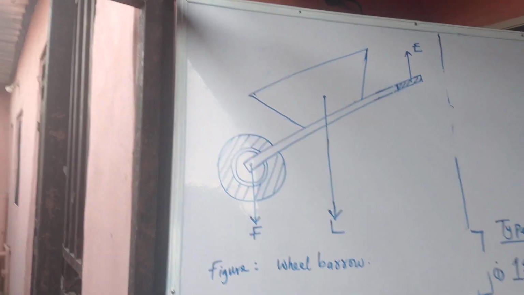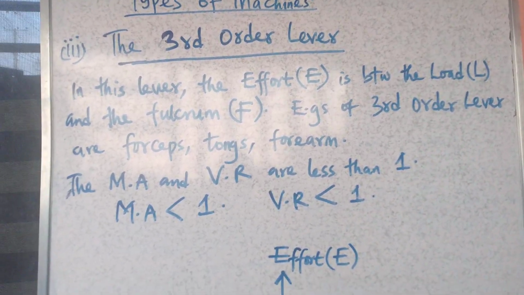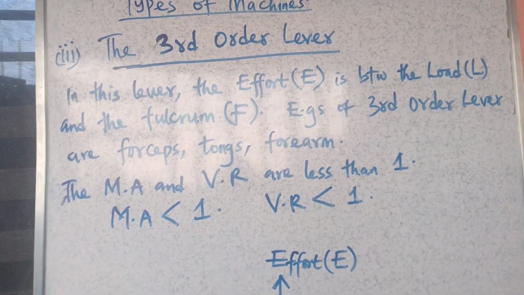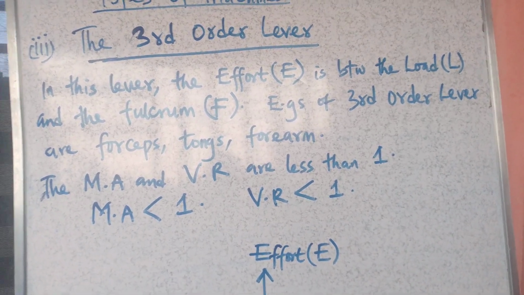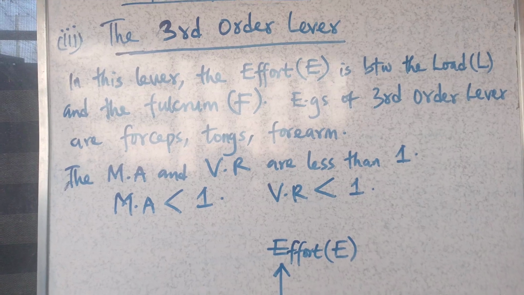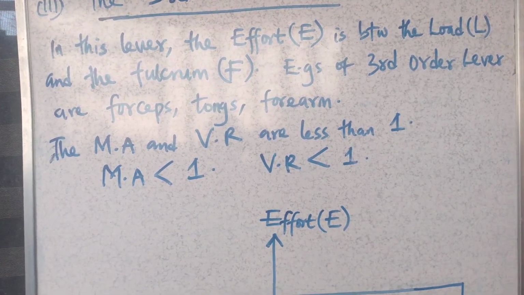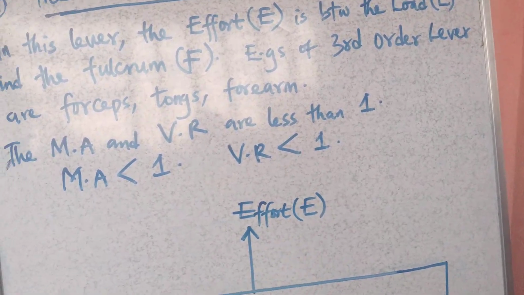Alright, now let's go over to the third order lever. In this lever, the effort is between the load and the fulcrum. Examples of third order lever are forceps, tongs, and forearm. The mechanical advantage and velocity ratio are less than 1. That means mechanical advantage is less than 1 mathematically, and velocity ratio is also less than 1 mathematically.